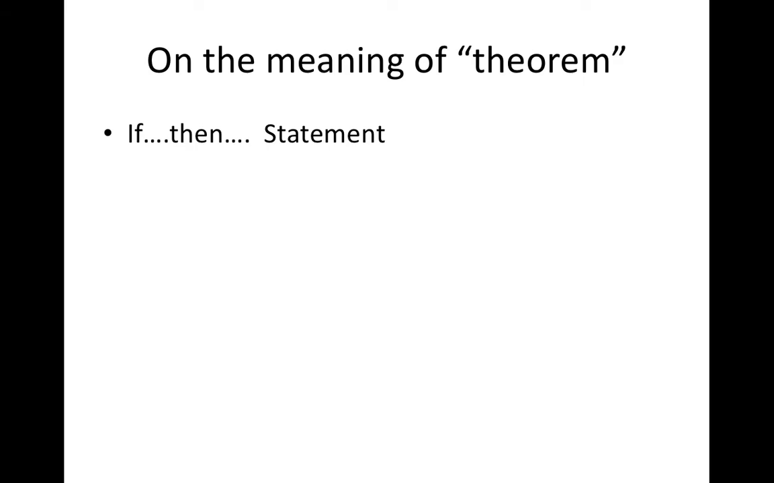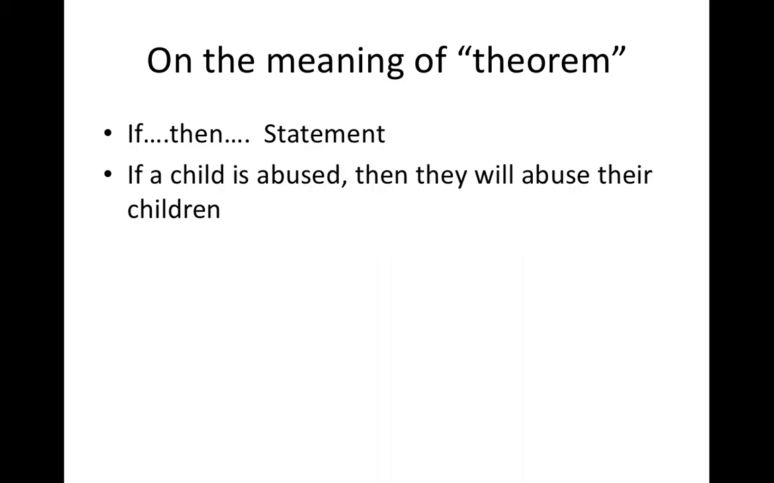I think some of this difficulty rests on the meaning of the word theorem or theory. And I believe a theory is sort of like an if-then statement or conclusion or generalization about something. So a theory in cognitive or developmental psychology would be something like, if a child is abused, then they will abuse their children. And we know that this theory, this particular one, plays out pretty well. If you are abused as a child, you are more likely to abuse your children.